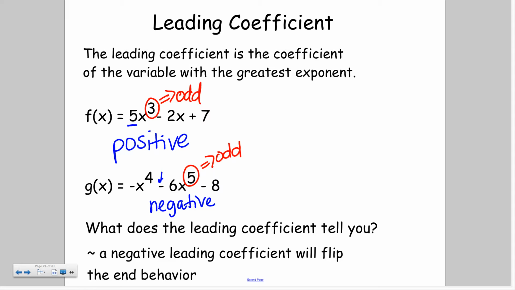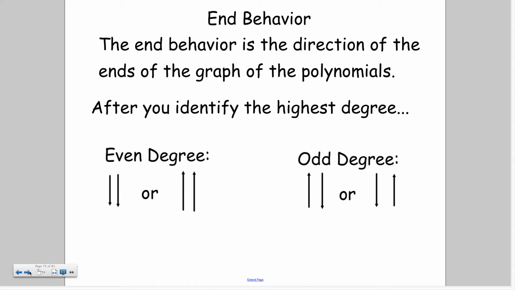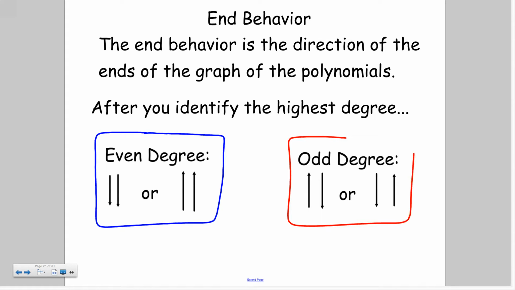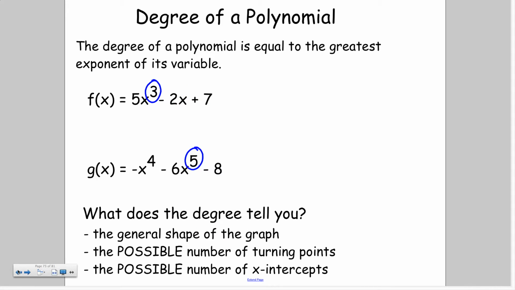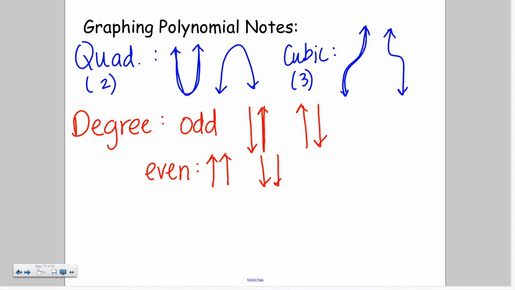On page 35, end behavior: those ends, what are they doing? The end behavior is the direction of the ends of the graph of the polynomial. After you identify that highest degree, if it's even, it's doing this. They're both going in the same direction. It's going to either both go down or both go up. If it's an odd degree, one's going to go up and one down, or vice versa. So odd degree means they go in a different direction. I'm going to go back to page 33 and make a few notes on end behavior.